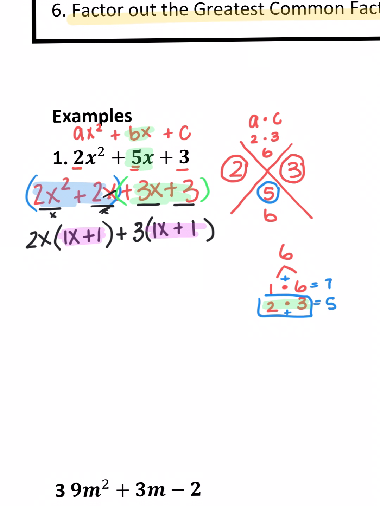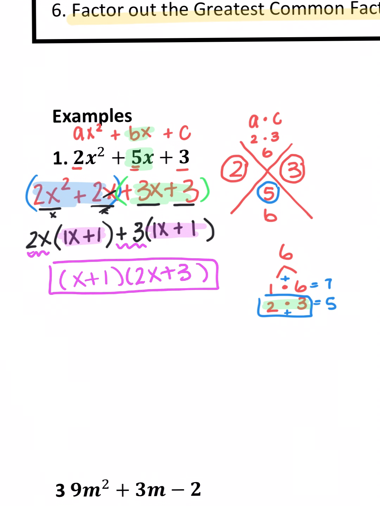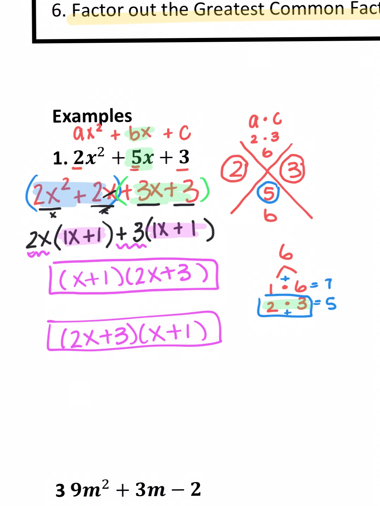So this is one of my factors, and you can just write it x plus 1. You do not need the 1 in front. My other factor is what was factored out, so 2x plus 3. So our answer would be x plus 1 and 2x plus 3. Just so you know, you can write it the other way. I could also write 2x plus 3 and x plus 1. Either one of those is right. It doesn't matter the order.